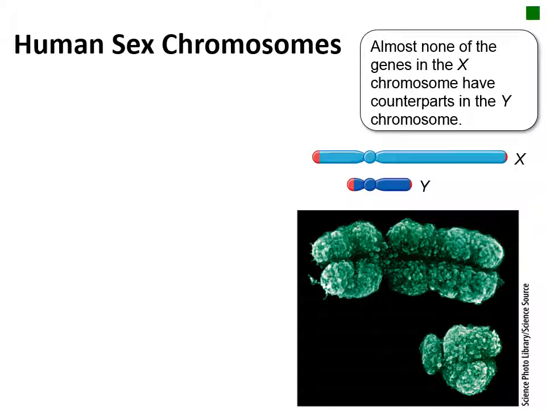When we look at the human sex chromosomes, the X chromosome is more than 150 megabases long. This means that there are 150 million A's, T's, G's, and C's that make up the chromosome, while the Y chromosome is only about 50 megabases. The X chromosome contains more than 1,000 genes, and the Y contains only about 50 genes.